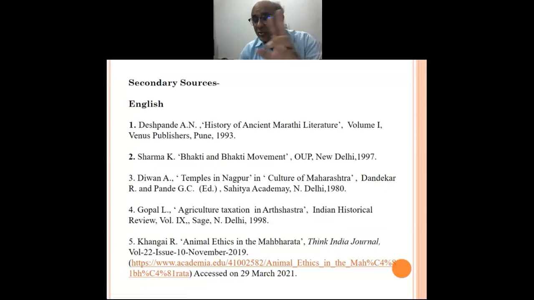Sharma's book, Bhakti and Bhakti Movement. This also we have already referred to in the footnote with page number. Then this is again the same. I have taken similar examples so that it becomes easier for you to understand. This book we have already referred to, Temples in Nagpur in Culture of Maharashtra, edited by these two people, Sahitya Akademi, New Delhi. There it was with page number. Here we don't have page number. Then here you see the journal publication, Gopal, Agriculture Taxation, Indian Historical Review, New Delhi. Again, page number is not there. Well, this is how you give.